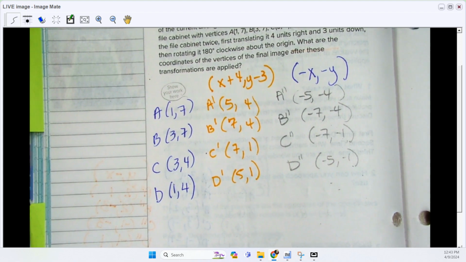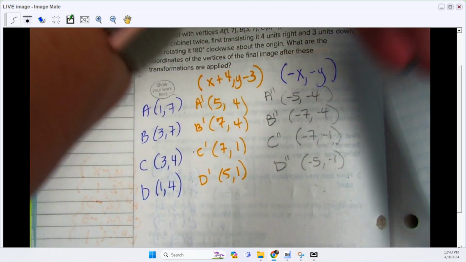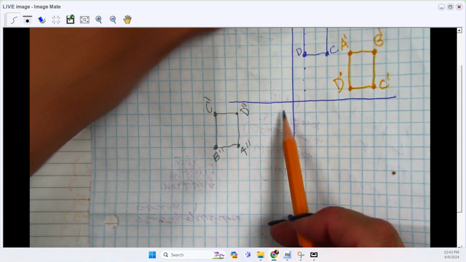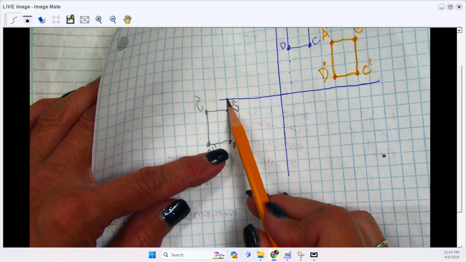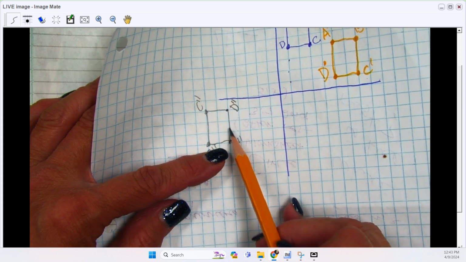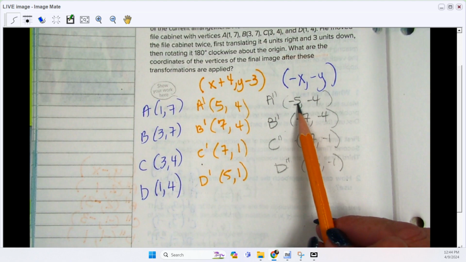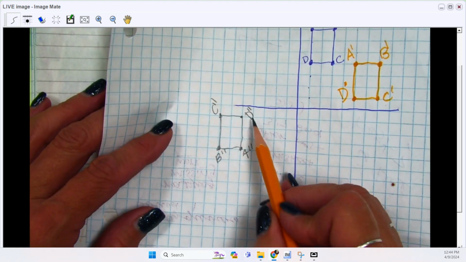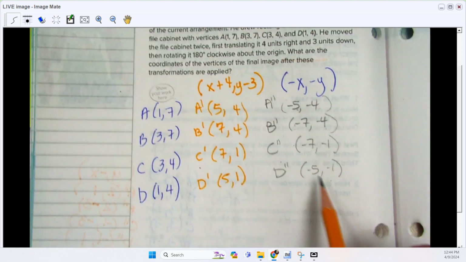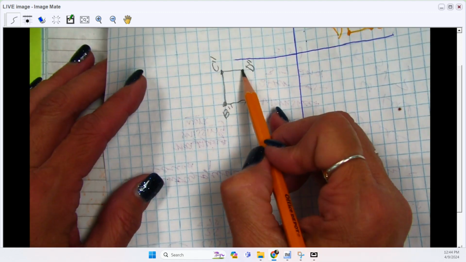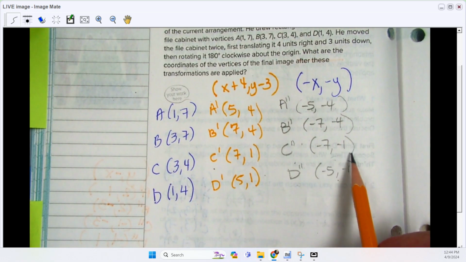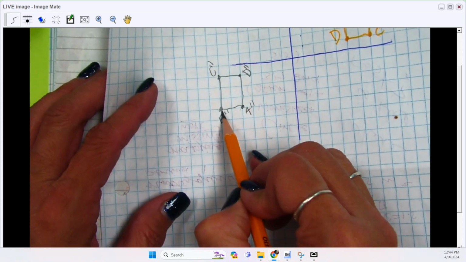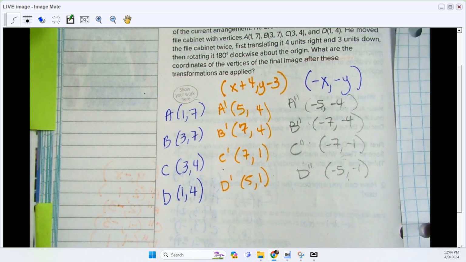Okay, so let's look at these. A, 1, 2, 3, 4, 5, so negative 5, 1, 2, 3, 4. Negative 5, negative 4. D prime, negative 5, negative 1. Right there. If this is negative 5, negative 6, negative 7, that's negative 7, negative 1 right there. And this is negative 7, negative 4. So either way will be the correct way to do that.